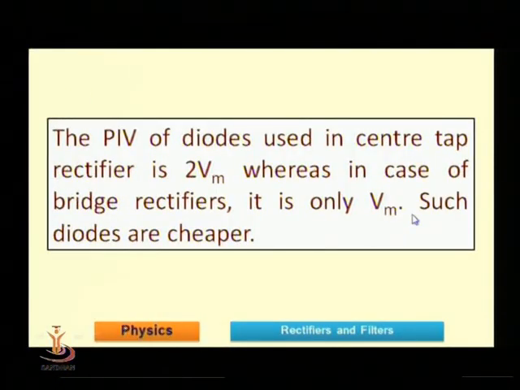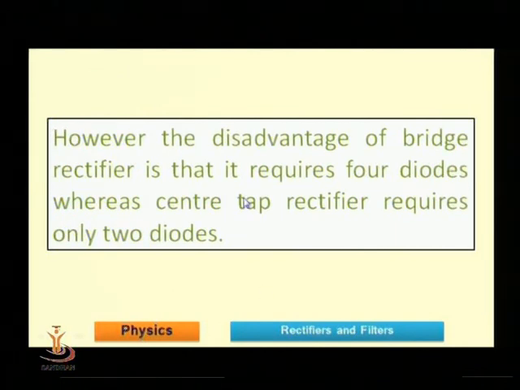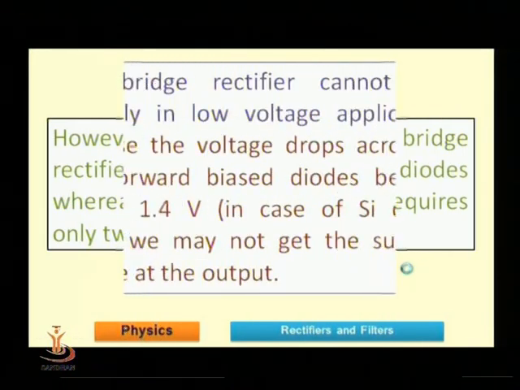The PIV of the diode used in the center tap rectifier is 2 Vm, whereas in the case of the bridge rectifier it is only Vm. Such diodes are cheap. However, the disadvantage of the bridge rectifier is that it requires 4 diodes, whereas the center tap rectifier requires only 2 diodes.